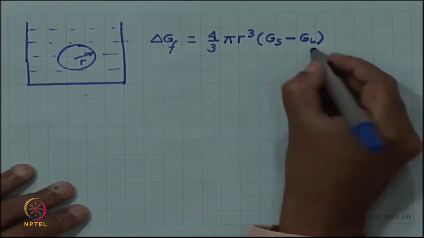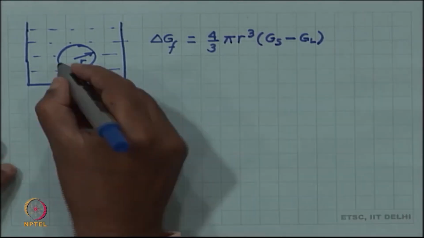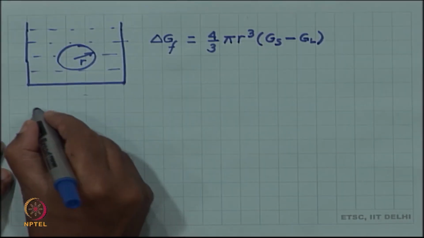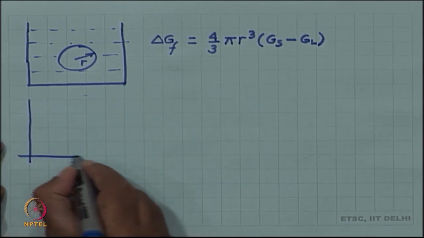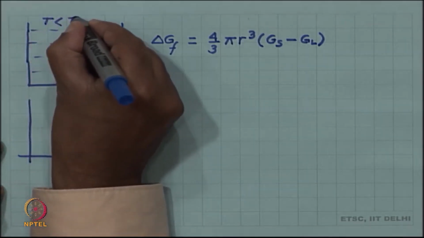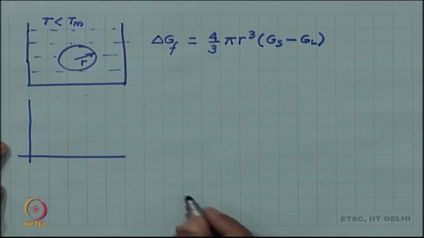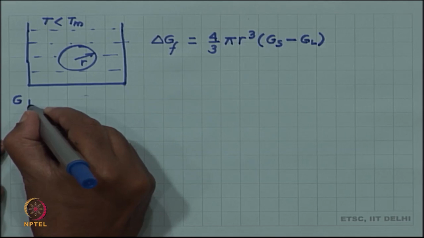And what is the sign of this? If we say that liquid is unstable, remember, that is, if we say that the temperature is below Tm, remember the free energies we had drawn.